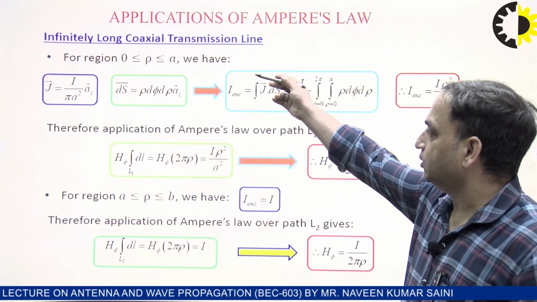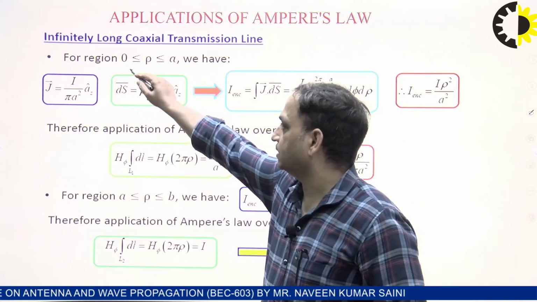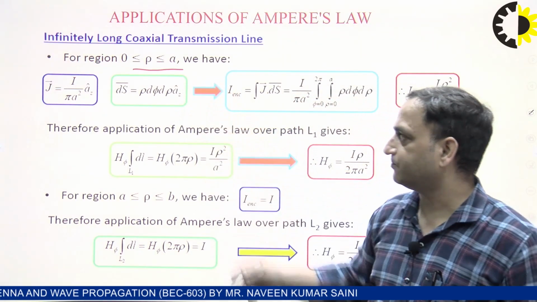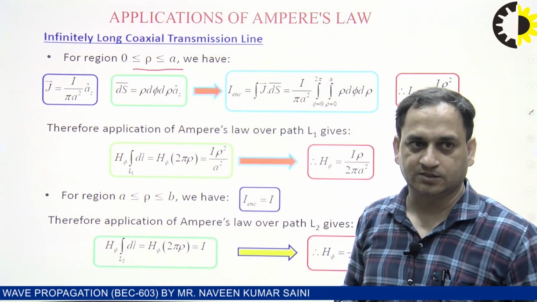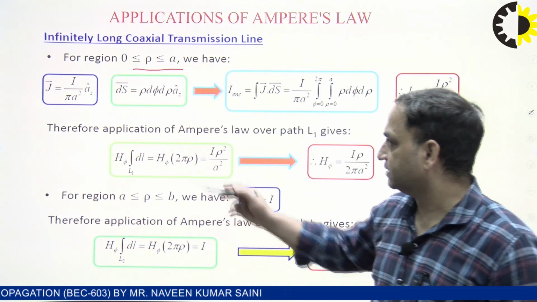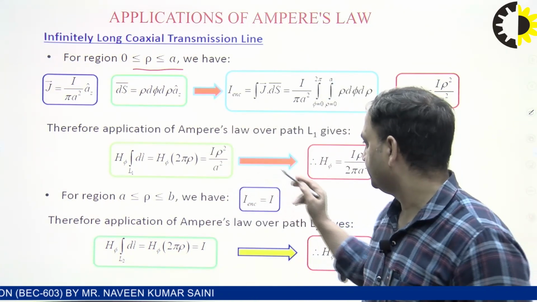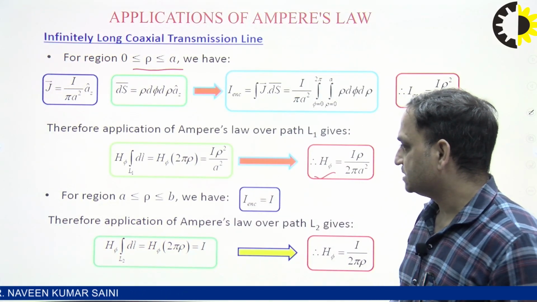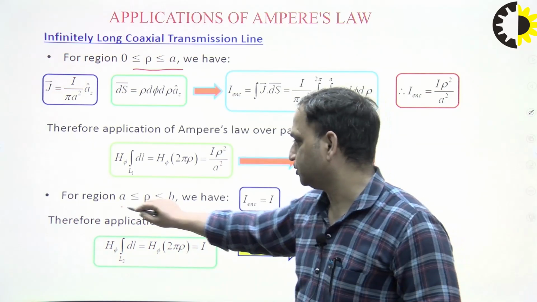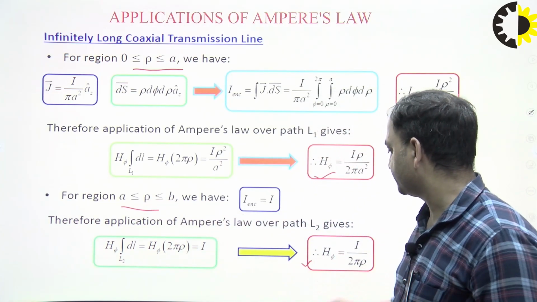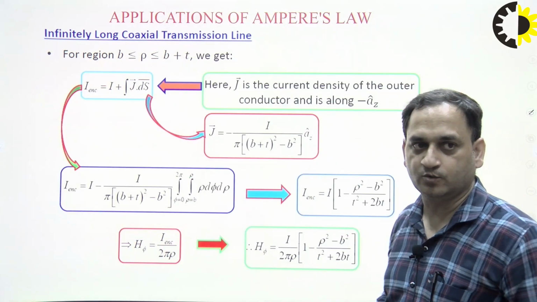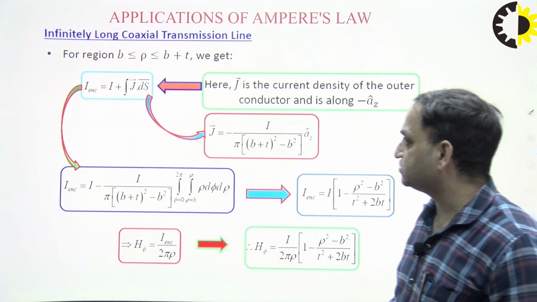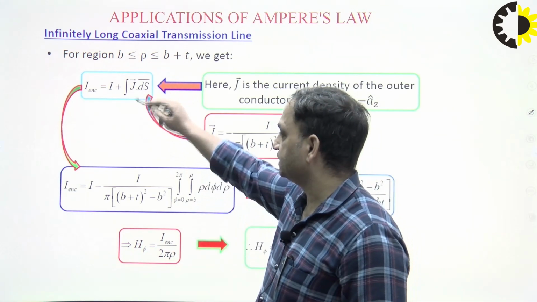So for an infinitely long coaxial transmission line, we simply apply the concept of H dot dl is equal to I enclosed. By this we can find the value of H here: H phi is equal to I rho upon 2 pi a square. Similarly, we can find it for A to B. For this case, H phi will be equal to I upon 2 pi rho. And the third case will be between B and B plus T.